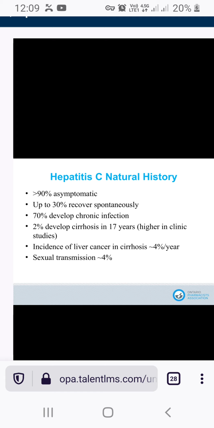People are very worried about sexual transmission. That's about 4% of the cases. So it's not common, but I would never tell somebody that they don't need to use protection. People still need to use protection, but it's not as common a transmission.